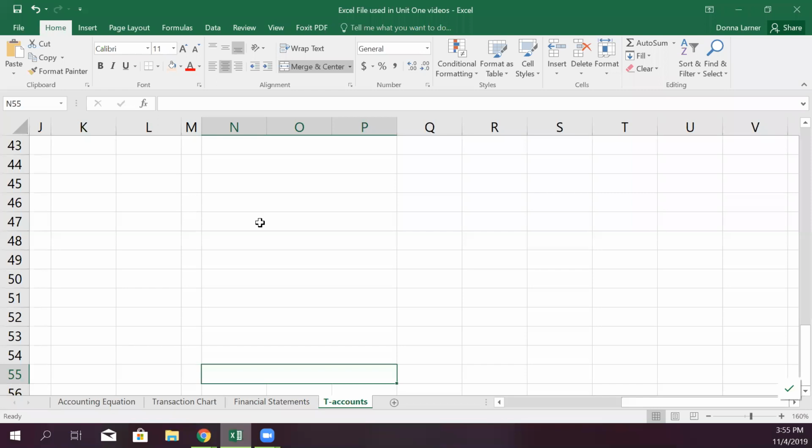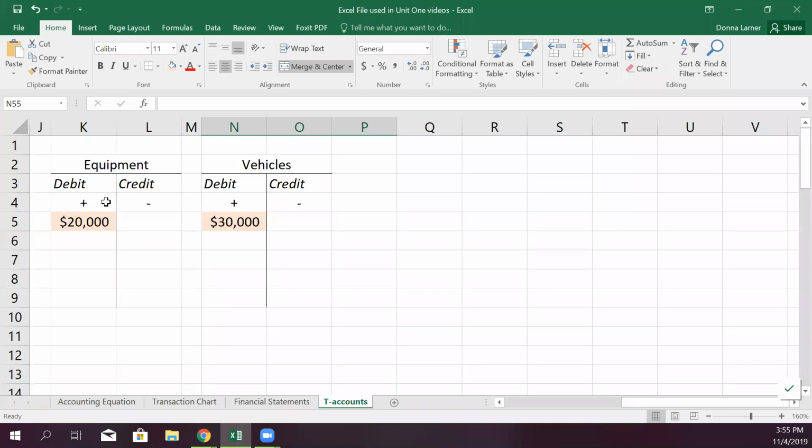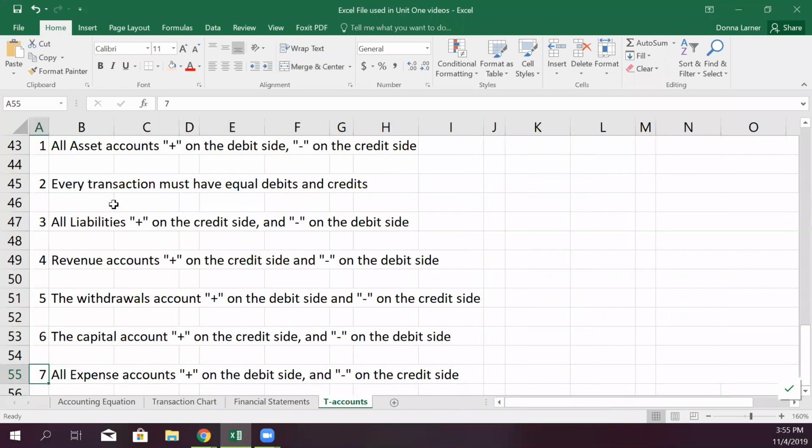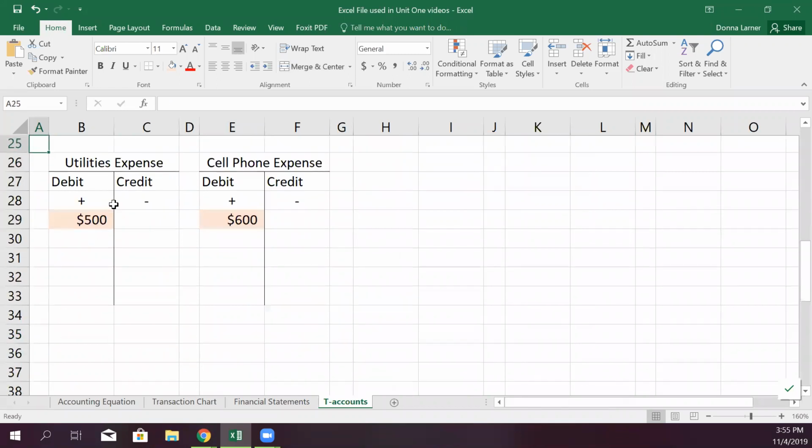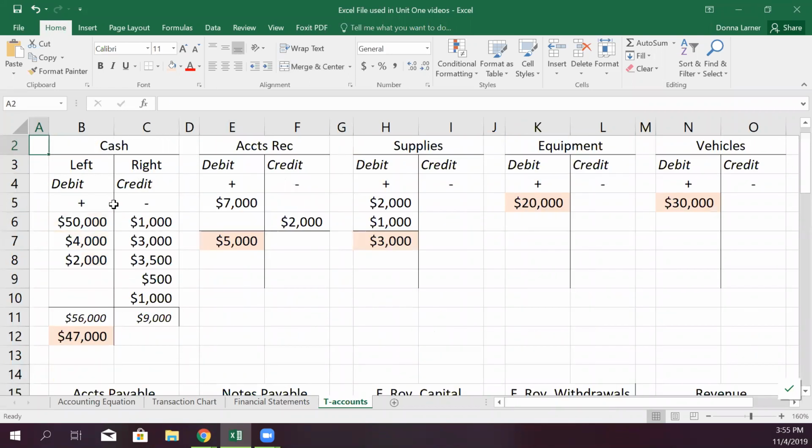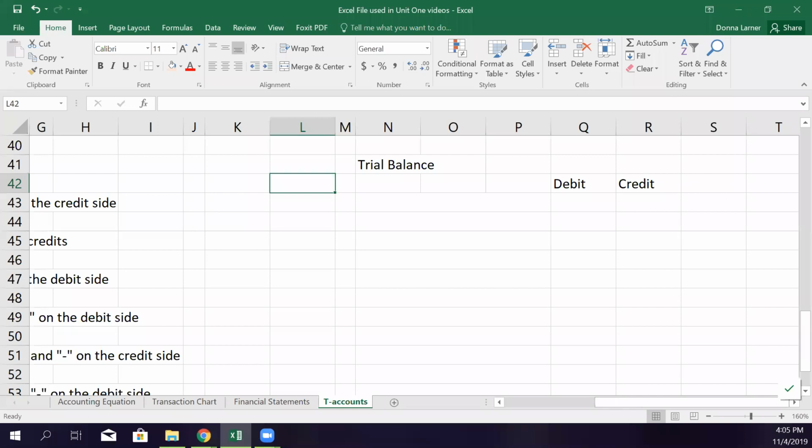So as we come back to the T accounts we've been working with, we had the 7 rules down at the bottom. We had all our T accounts up here. We're going to show that the T accounts all coming together, everything balances. Okay, let's complete a trial balance for the problem we've been working on.